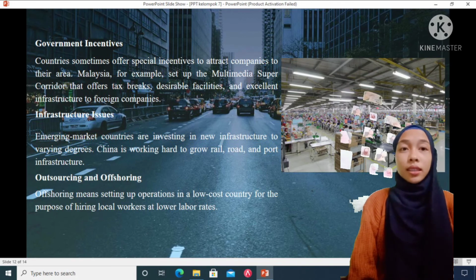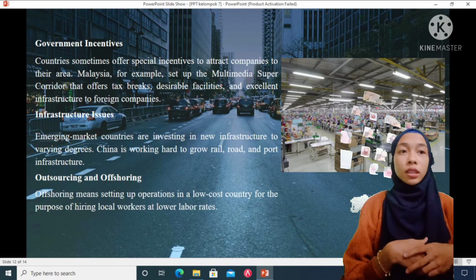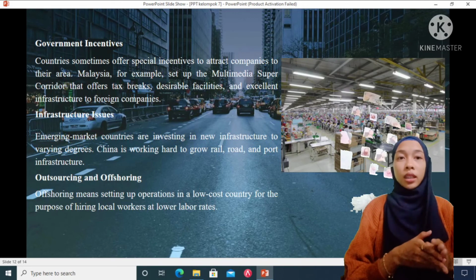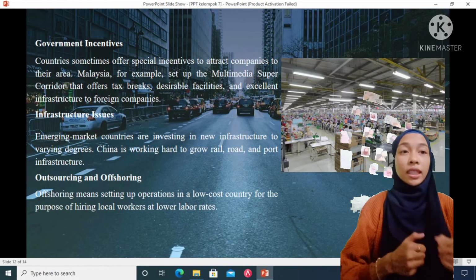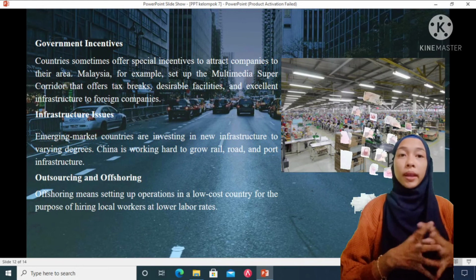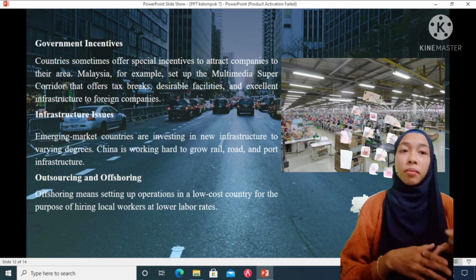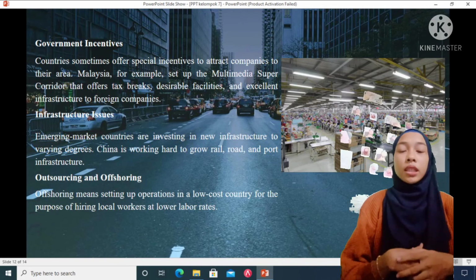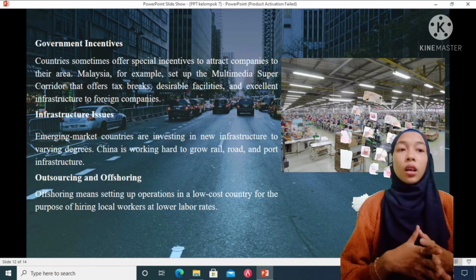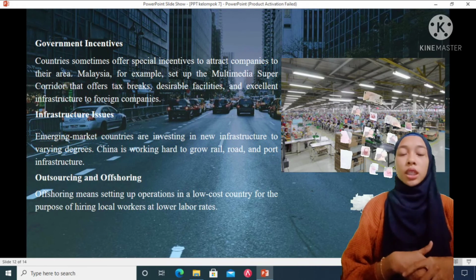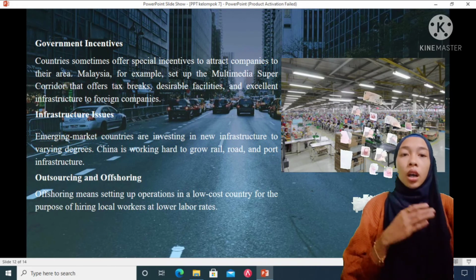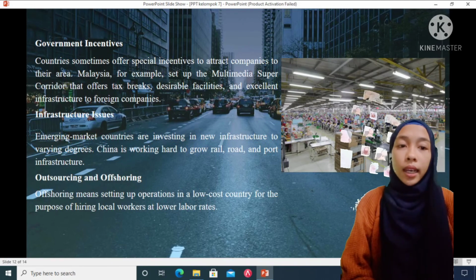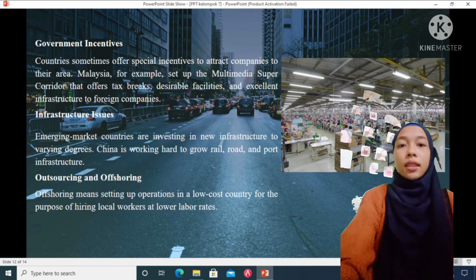Government incentive. Countries sometimes offer special incentives to attract companies to their area. Malaysia, for example, set up the Multimedia Super Corridor that offers tax breaks, desirable facilities, and excellent infrastructure to foreign companies. Infrastructure issue. Emerging market countries are investing in new infrastructure to varying degrees. China is working hard to grow rail, road, and port infrastructure. Outsourcing and offshoring. Offshoring means setting up operations in a low-cost country for the purpose of hiring local workers at lower labor rates.